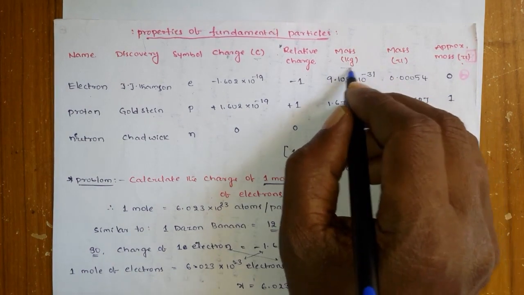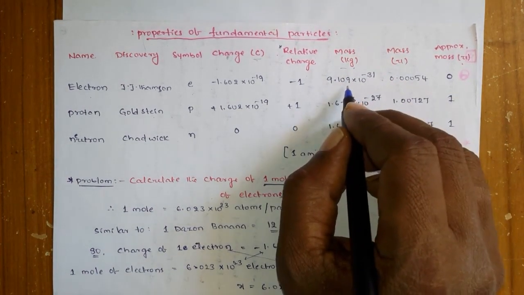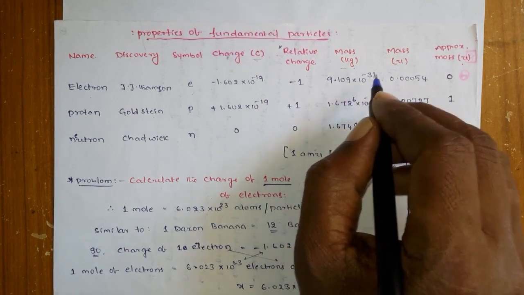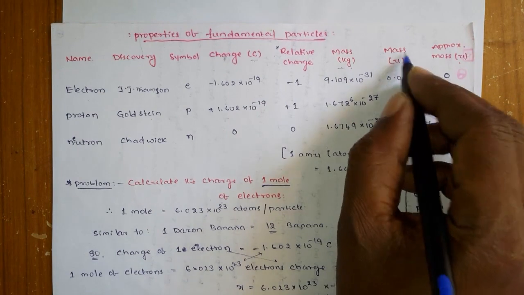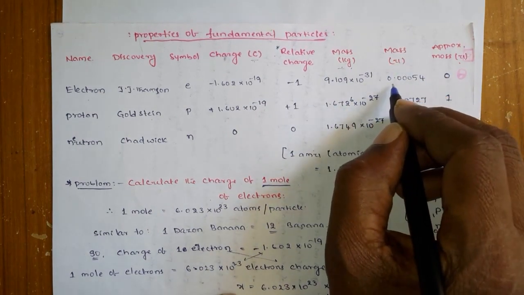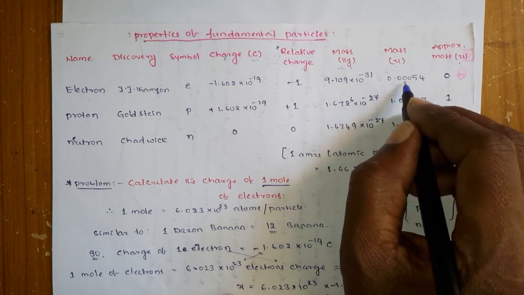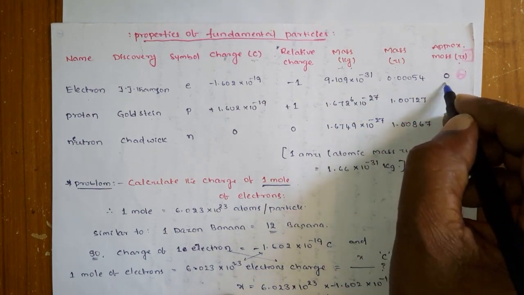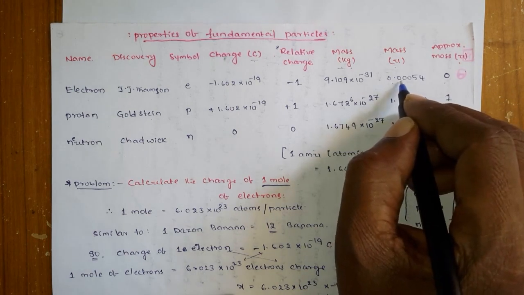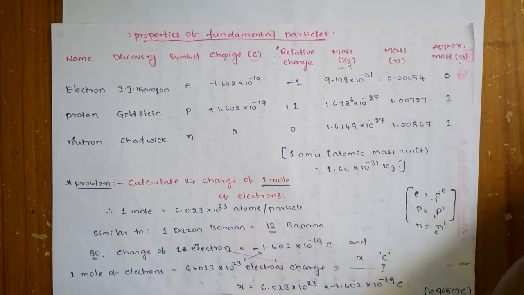And what is the mass of the electron? The mass of the electron is 9.109 into 10 to the power of minus 31 kg. And the relative mass is 0.00054, and the approximate mass is 0, because you see 0.00054, that means you will consider it as 0.